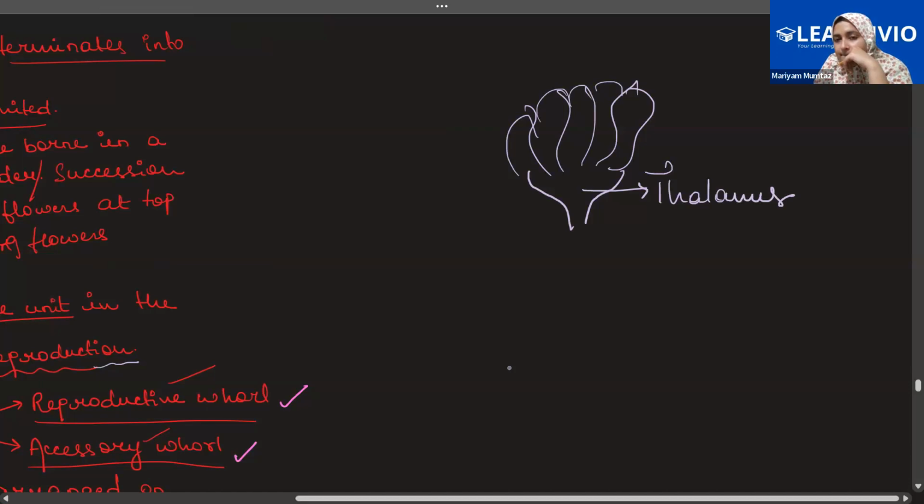Your screen and voice is lagging for me. The screen is lagging.